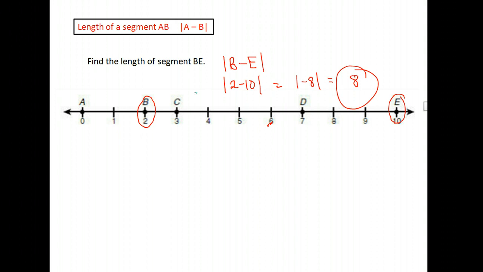Again, on an easy number line like this where all the numbers are marked, you can always just count from B to E how many spaces. There's 1 space, 2. Don't count the lines, count the spaces. 3 spaces, 4, 5, 6, 7, 8 spaces between them. Okay?